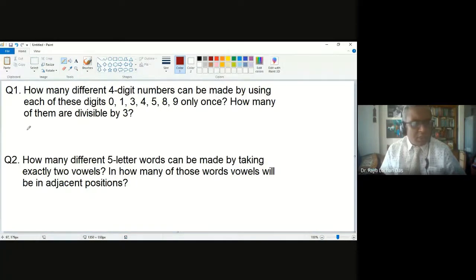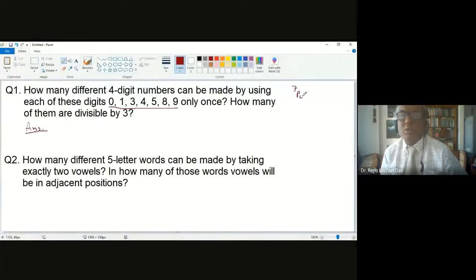So in the beginning, you have some digits given. These are 0, 1, 3, 4, 5, 8, 9. So you will use only these digits. 2 is not in the list, so you will not use 2, not 6, not 7. So how many digits are given? 1, 2, 3, 4, 5, 6, 7 digits.